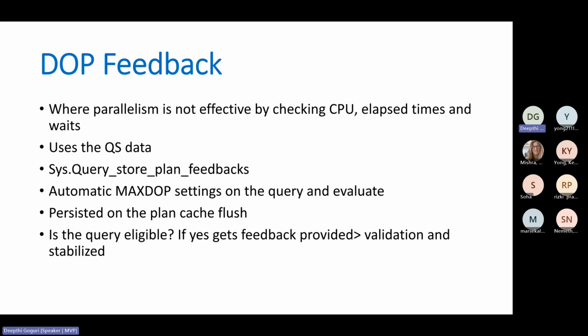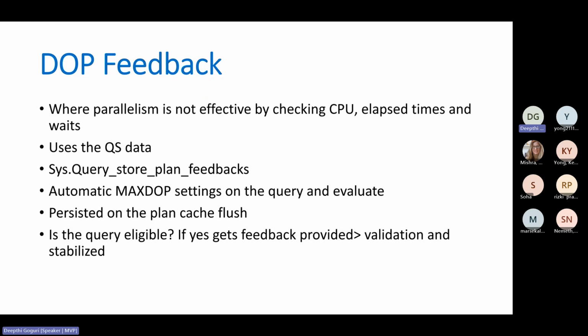It will always decrease that DOP feedback value, but it will never ever increase that value. It will only decrease until the DOP value of 2, and it can't go below that. It will get this feedback based upon the amount of CPU, amount of elapsed time, and based upon the waits. It will grab that DOP feedback value, and again it will use the query store data.